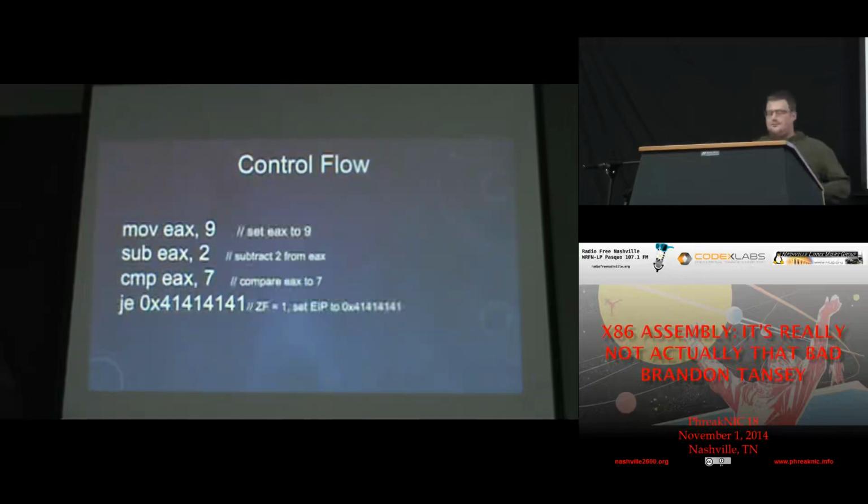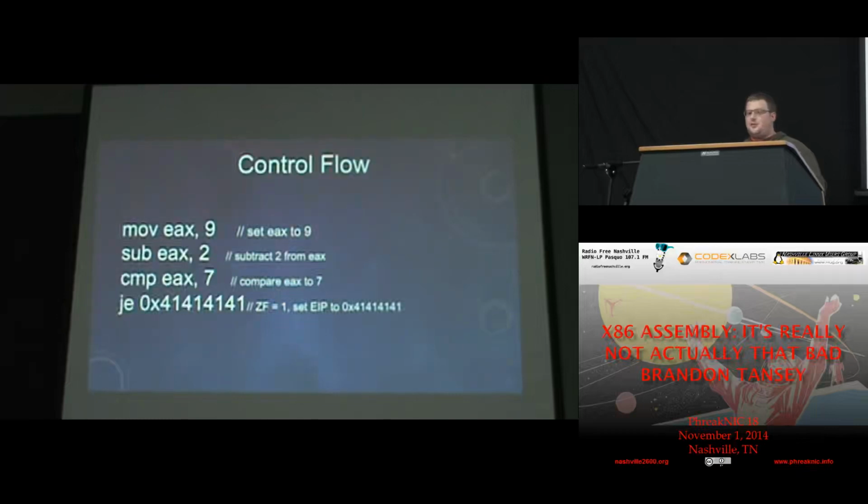So the first thing that we do is we move 9 into EAX. So EAX now equals 9. And then we sub EAX, 2. So we subtract 2 from EAX, which contains 9, which leaves us with a result of 7 in EAX. And then we compare EAX to 7. 7 minus 7, okay, the zero flag goes up. And then we say jump if equal. Well, if two things are equal, the zero flag should go up. So it checks the zero flag. The zero flag is high, so the condition of the jump is met, and we make the jump to the location.